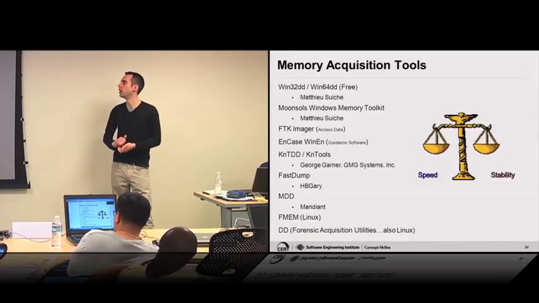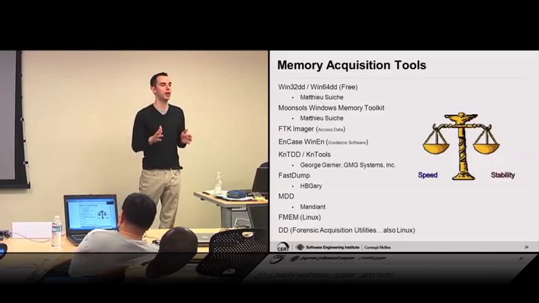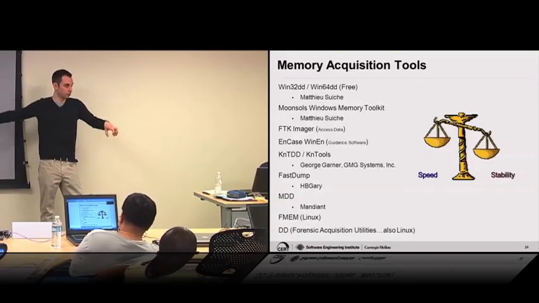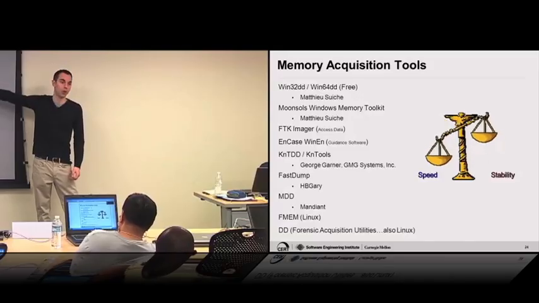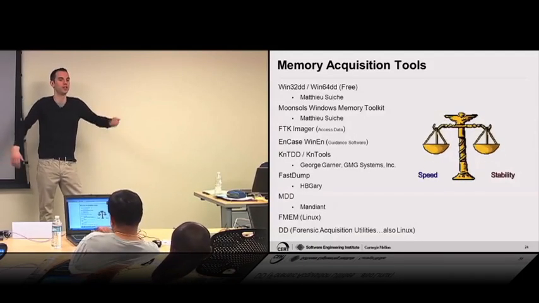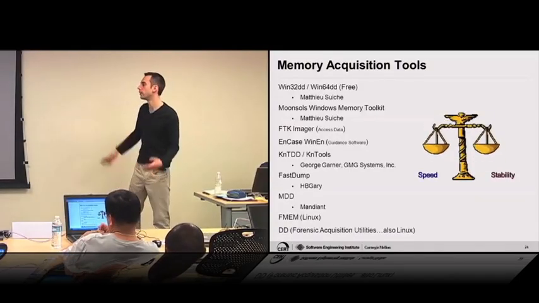So my point here is a couple of things. It's not only the speed and stability, but you also need to be aware of the fact that if you get something that's imaging quickly, memory is changing constantly, right? So if it's going to take you a long time to image memory, changes are occurring over that time. So you may actually be losing data out of memory that you would be interested in. So just something to be aware of.